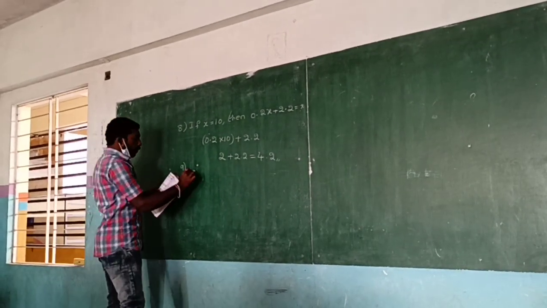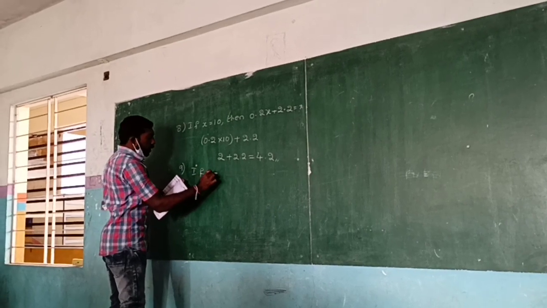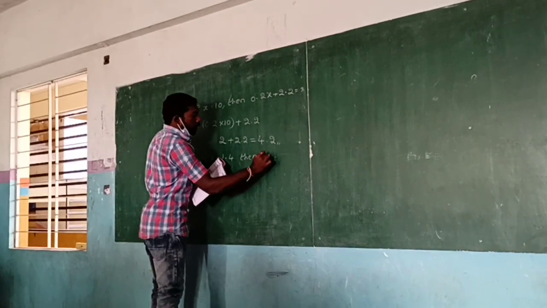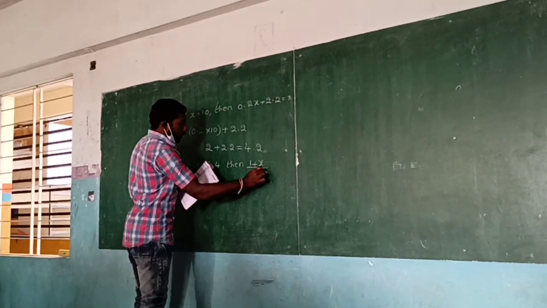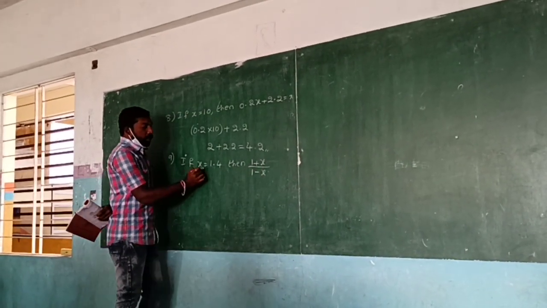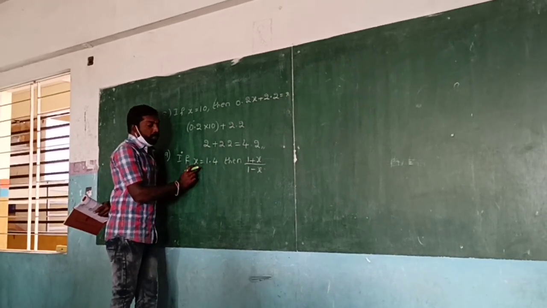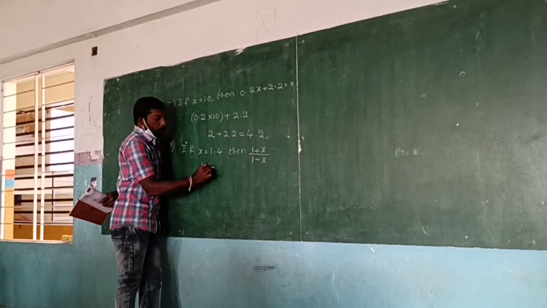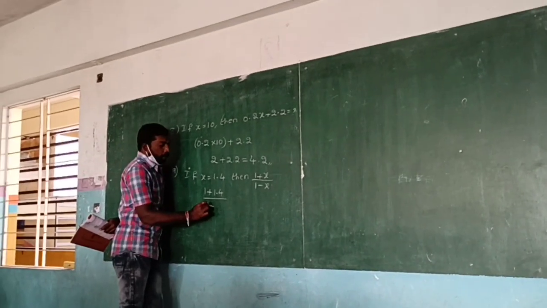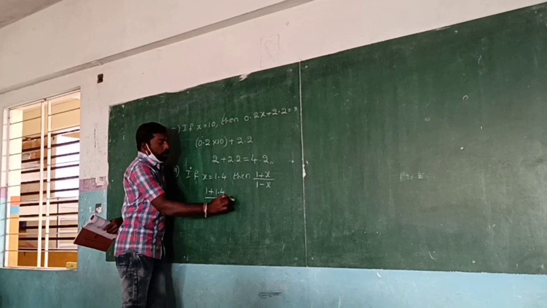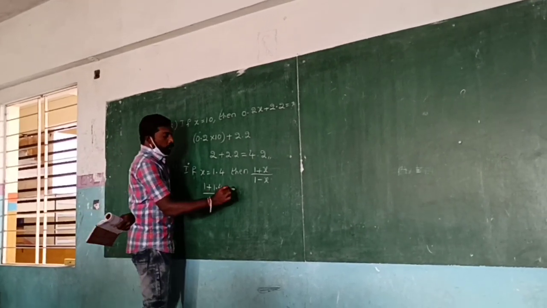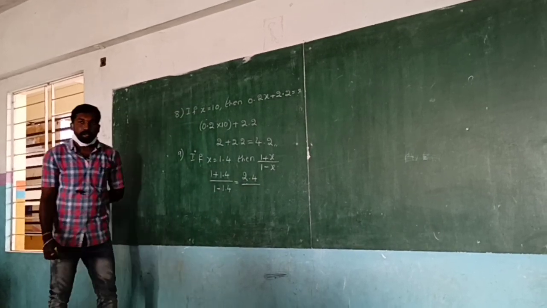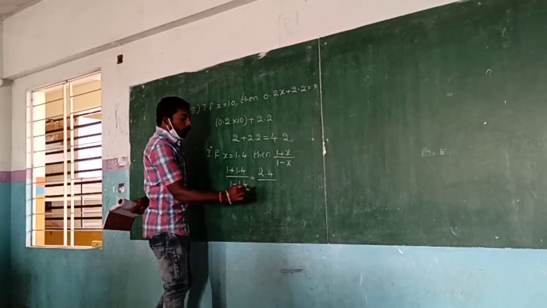Next, if x is equal to 1.4, then 1 plus x by 1 minus x. The x value is given as 1.4, so substitute this value in this equation. So 1 plus 1.4 by 1 minus 1.4. That is 2.4 by 0.4.